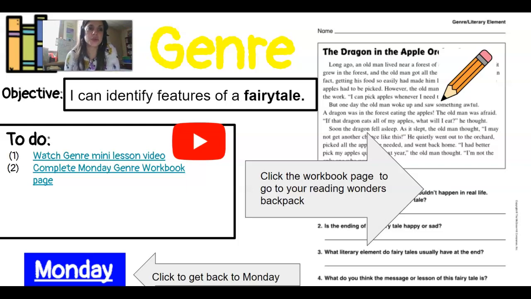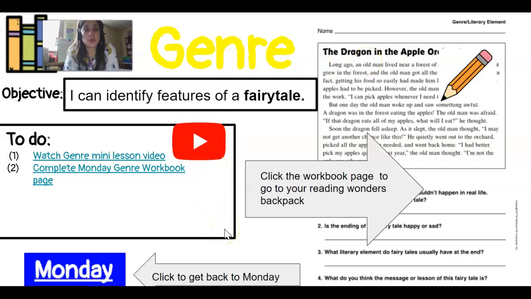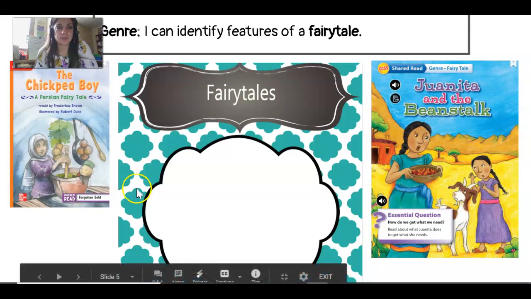So your to-do is to watch this mini lesson video and then complete your Monday genre workbook page. Your Monday genre workbook page is this text right here. And the video will teach you how to complete that page. So when we are identifying features of a fairy tale, there are certain strategies that we can use.